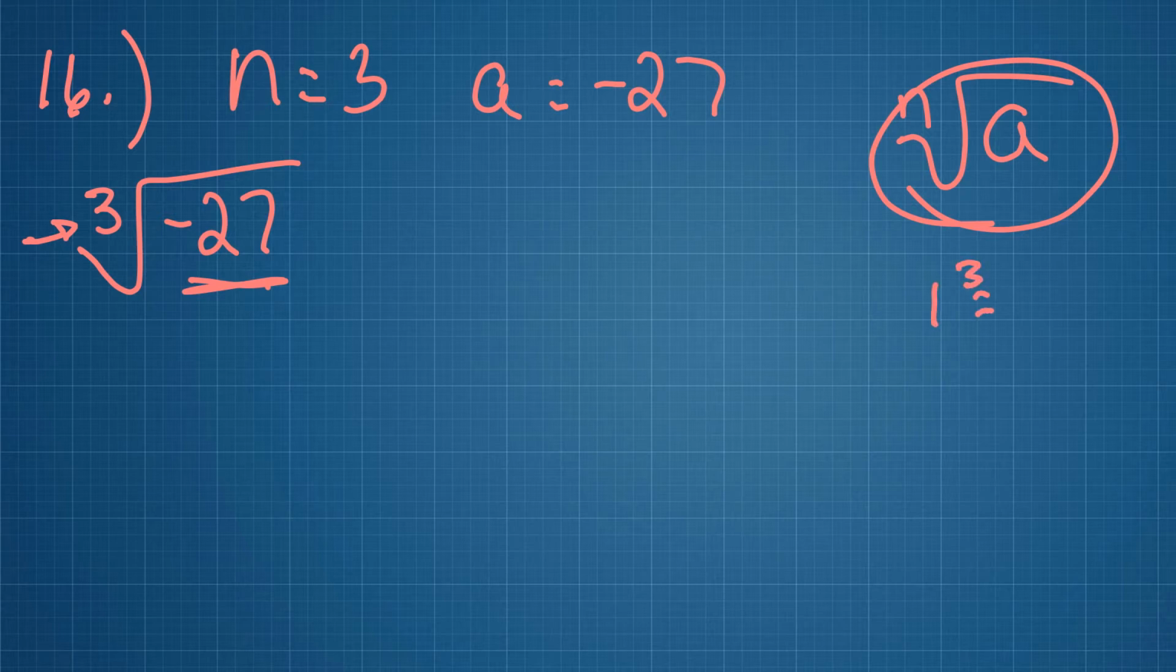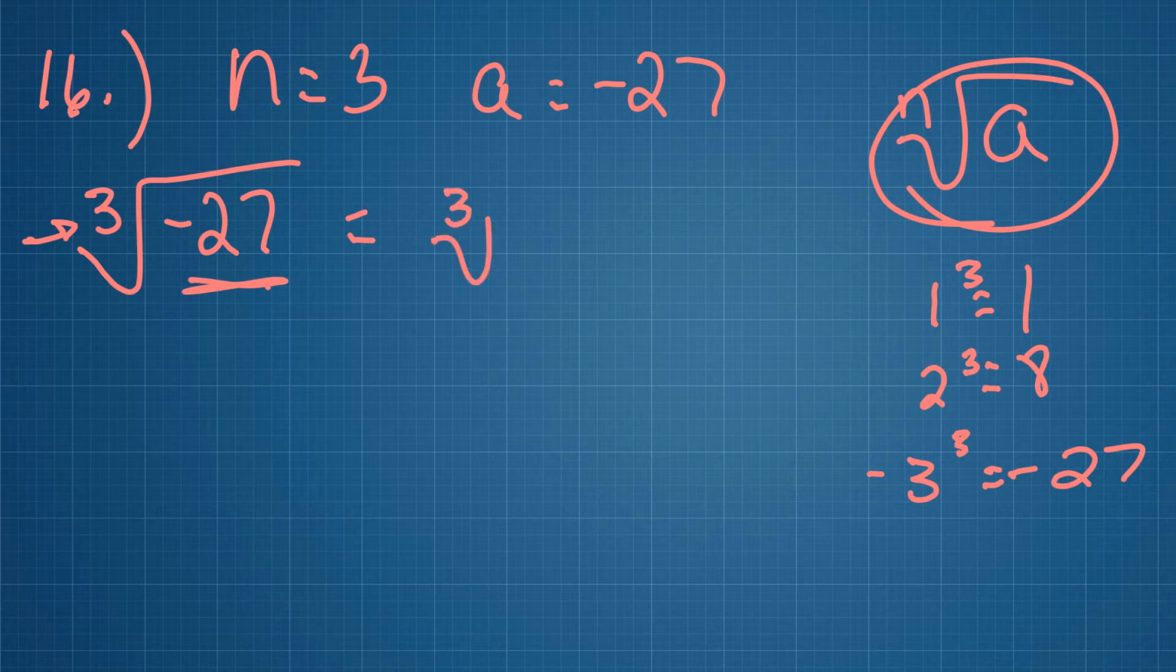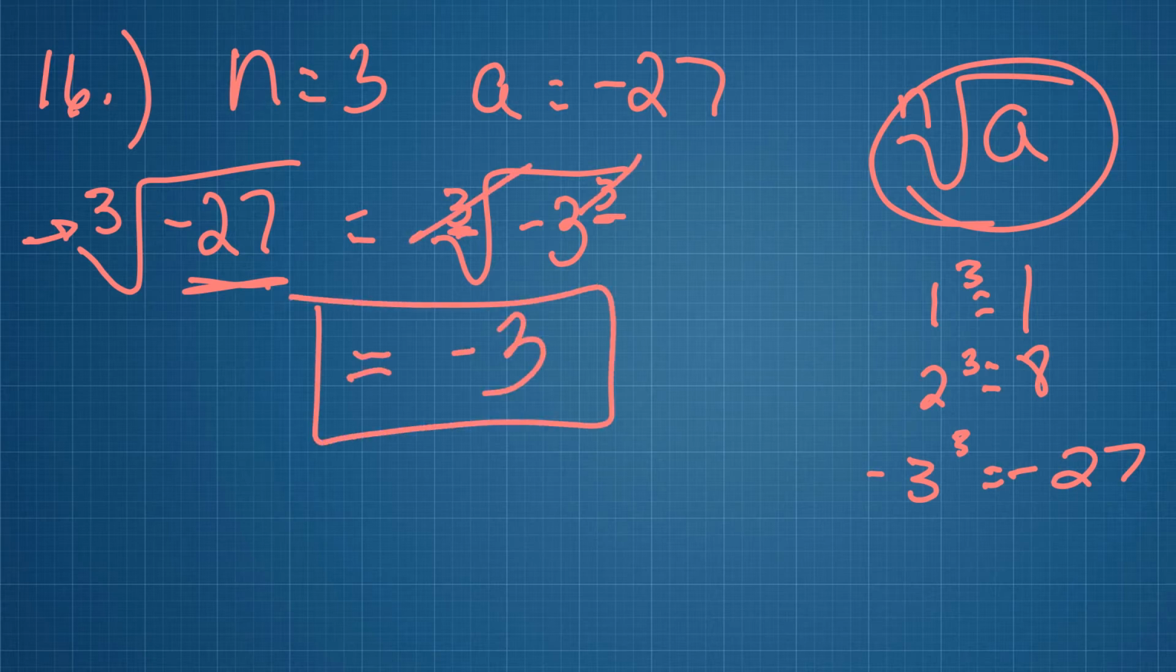So I say 1 cubed is 1. Not going to help me. I'm looking for negative 27. 2 cubed is 8. Not going to help me. But 3 cubed is 27. And since it's an odd exponent, negative 3 cubed is negative 27. So I'm going to rewrite negative 27 as the cube root of negative 3 cubed. Since this 3 and this 3 match, they cancel. Your final answer is just negative 3.